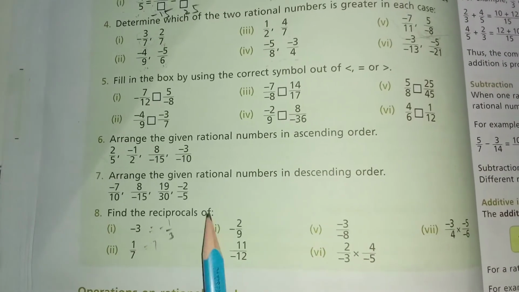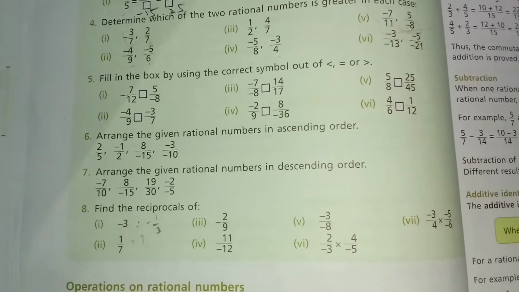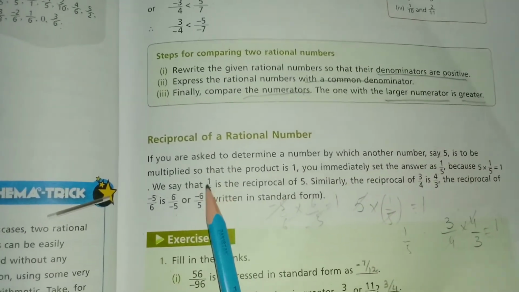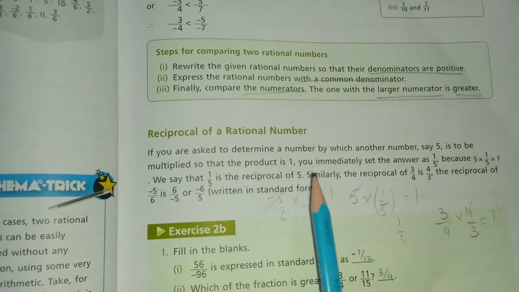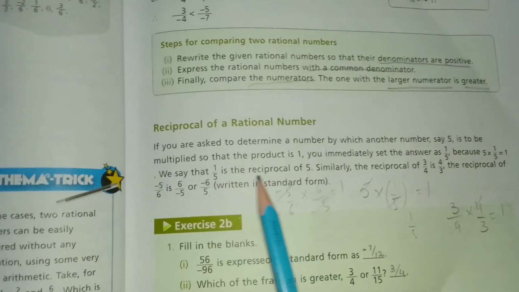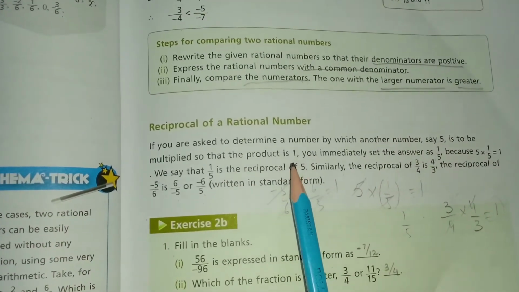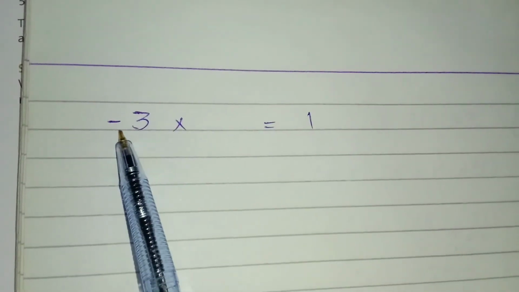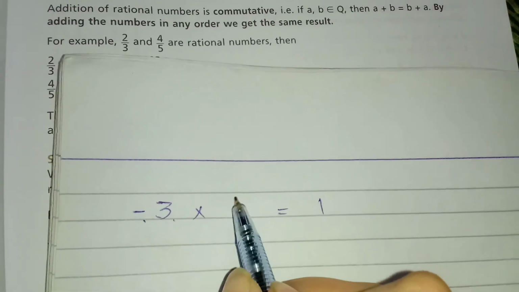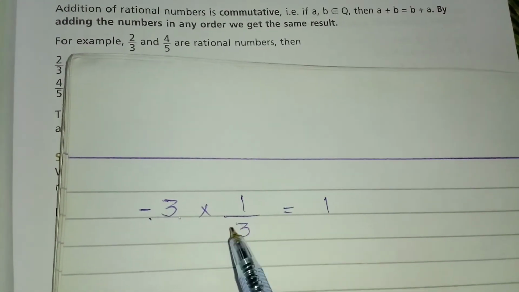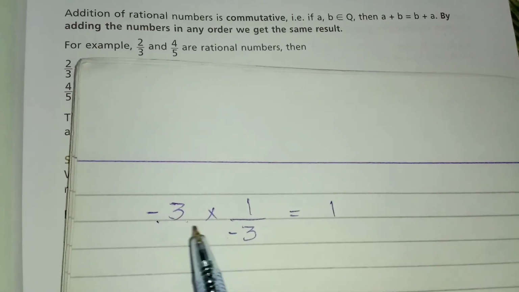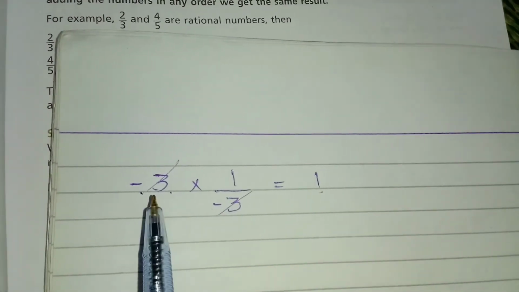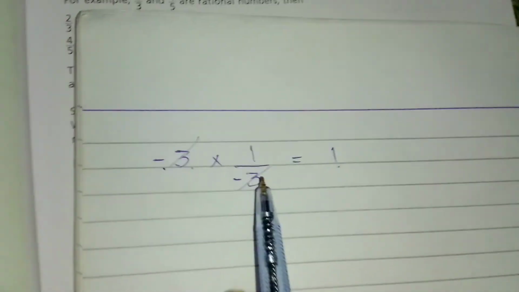Question number 8: find the reciprocals. As we studied in the previous lecture, 1 over 5 is the reciprocal of 5, and the reciprocal of 5 is 1 over 5. We multiply a number by the number that gives the answer 1. The reciprocal of minus 3 is 1 over minus 3, because minus times minus makes plus, and 3 cancels with 3, and we get 1.